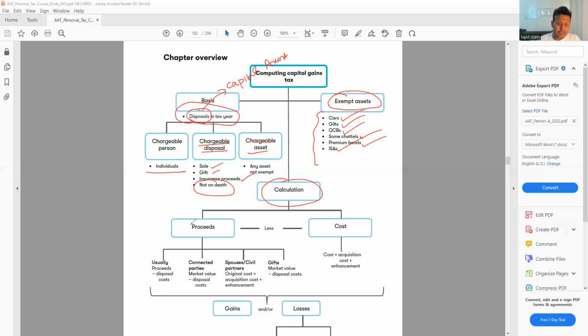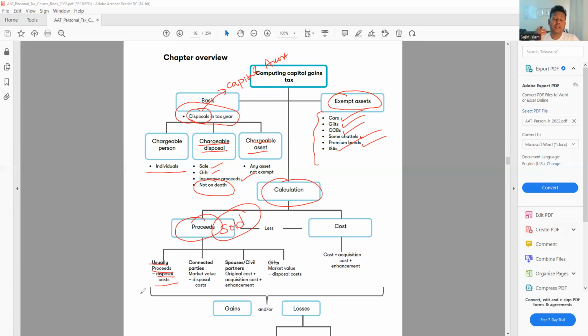Let's have a look at the calculation. How to do the calculation? So you have proceeds. Proceeds means the selling value, how much you sold it for. And then usually it's proceeds minus disposal cost. So how much you sold it for and how much the disposal cost is.